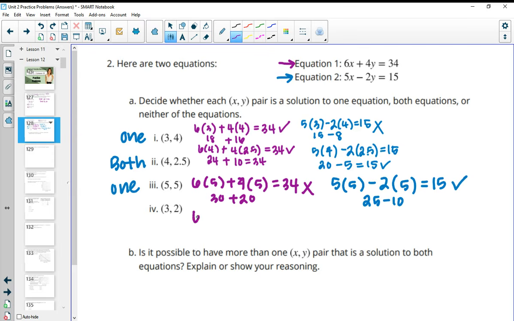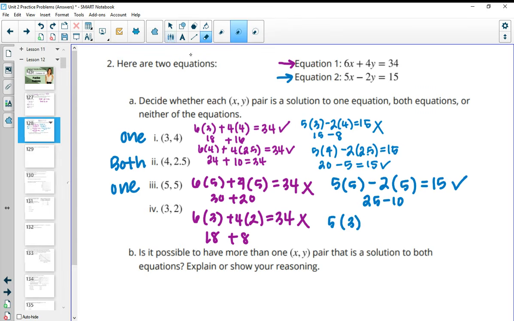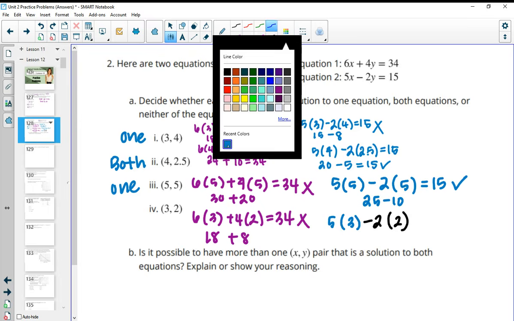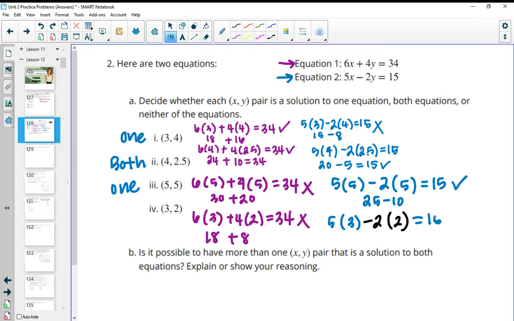And then the last one, we would do 6 times 3 plus 4 times 2 to see if that's 34. And that's 18 plus 8, which does not equal 34. And then in the second equation, it would be 5 times 3 minus 2 times 2. And so that should give us 15 if it's a solution. And this is 15 minus 4, which does not equal 15. So this one is a solution to neither equation.